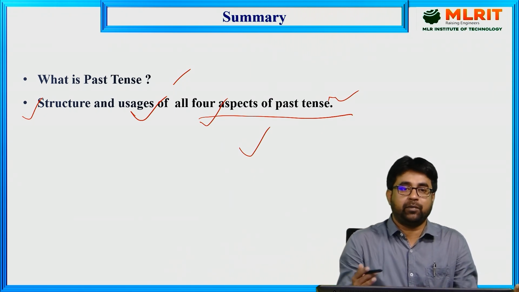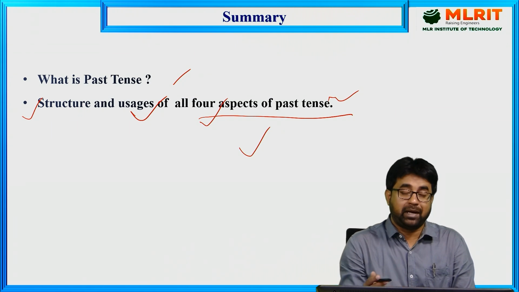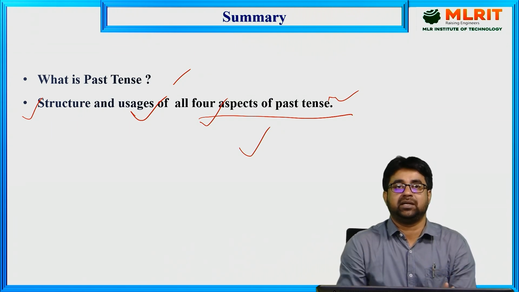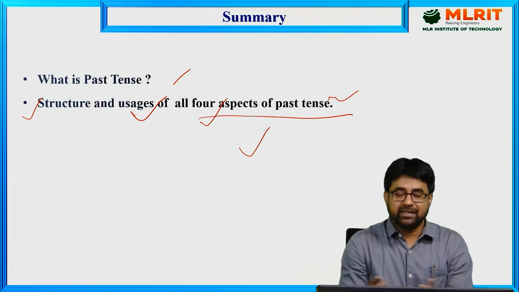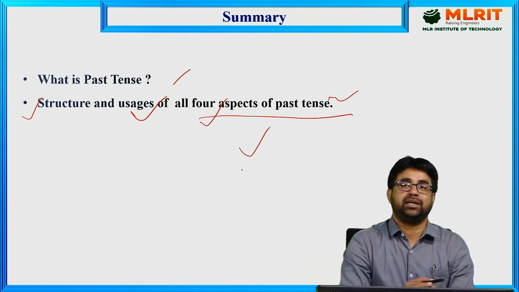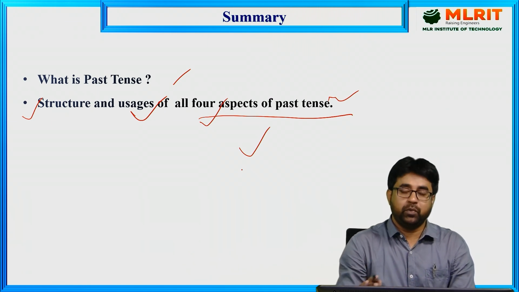Now let's say instead of simple past tense, I use present continuous tense: I am falling down from the stairs. Now the meaning changes entirely. The implication is changing completely, right? That's why usages as well as structures are equally important. So please do remember them.